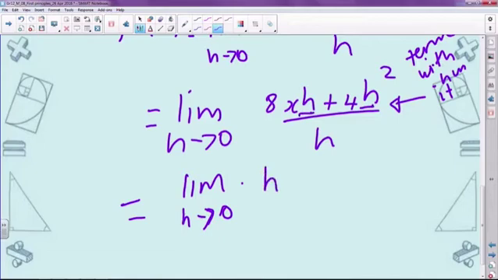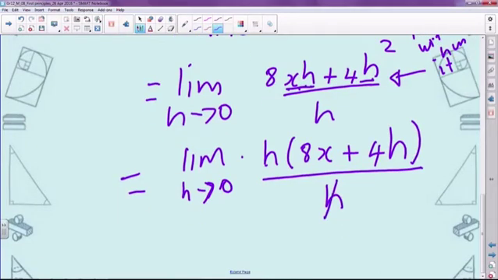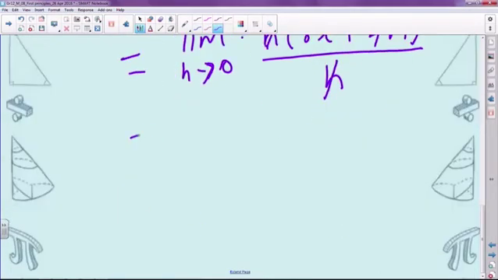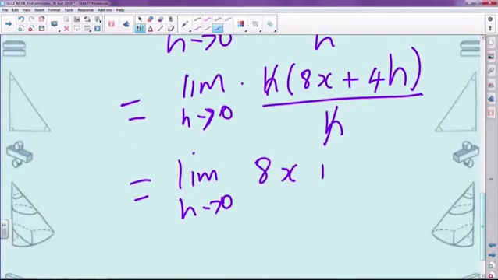So if I take h out, I divide through by h, I'm going to be left with 8x plus 4h. So I divide each and every term by the h that I've taken out as a common factor. The reason I do this, well, the h in the denominator can now be cancelled out, and I'm left with the limit as h approaches 0 of 8x plus 4h.